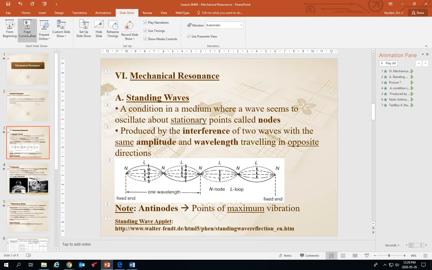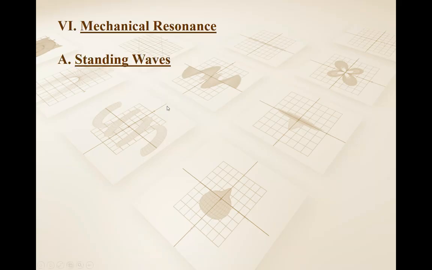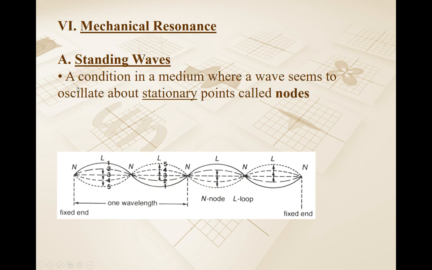Now let's go back to the notes and see if we can make more sense of this. Okay, so a standing wave is a condition in a medium where a wave seems to oscillate about stationary points called nodes. Well, we saw that. On my animation, I had these points on the wave, capital N, where it seemed like someone was just grabbing on the string and not letting it vibrate. So I have all these stationary points called nodes. Halfway in between those nodes, the wave continuously oscillates from a crest to a trough, or from a trough to a crest.